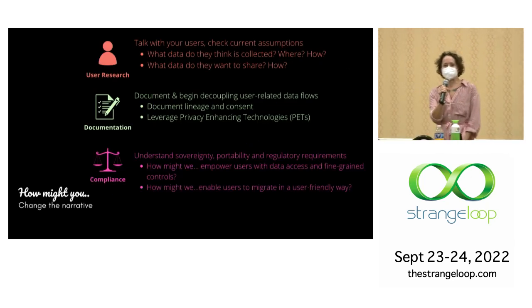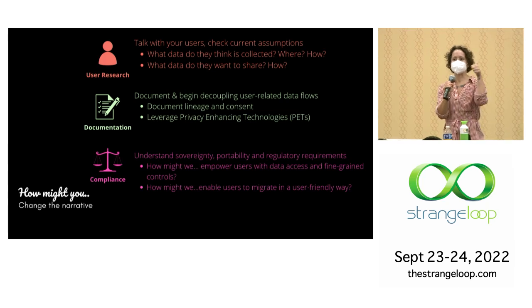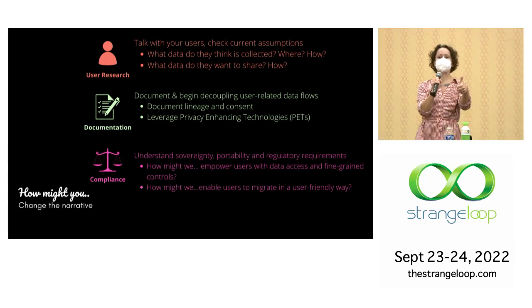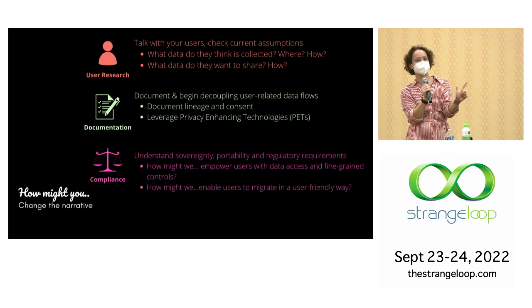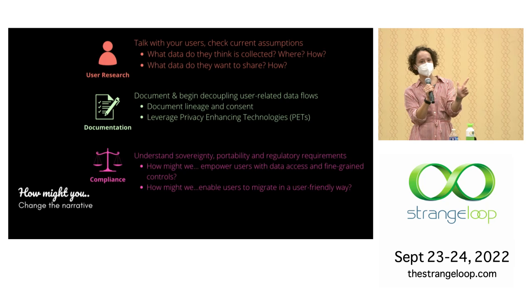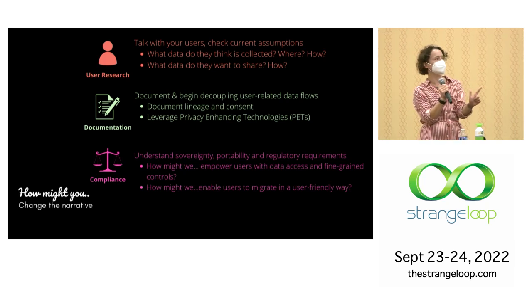Three final tips. Talk with your users. Does their mental model match your mental model of how the data is actually stored? Ask them how they'd like their data stored. Ask them how they'd like to grant access. Document your lineage and your consent workflows. If you don't know where the data is coming from, you can't detangle it.